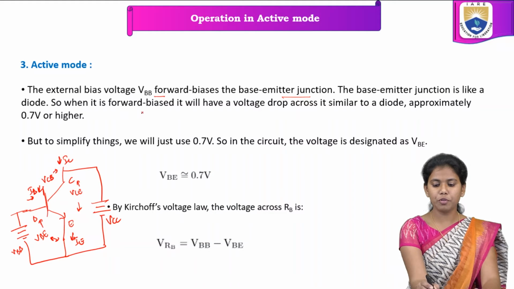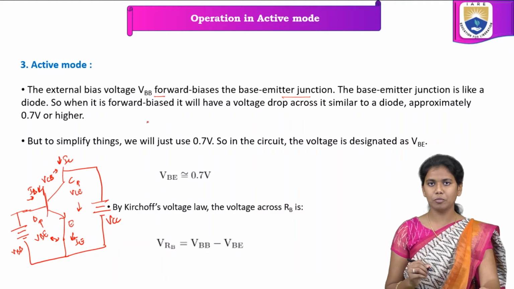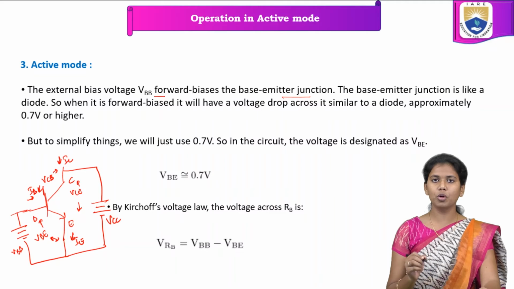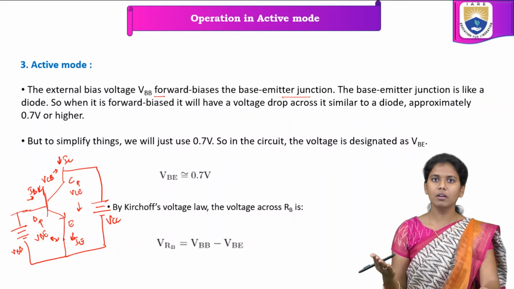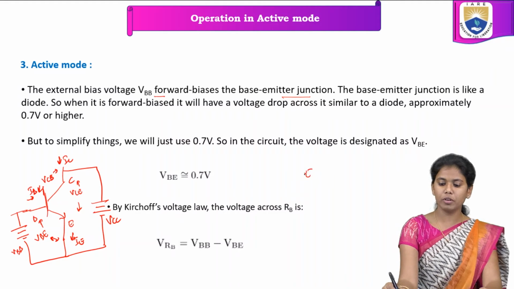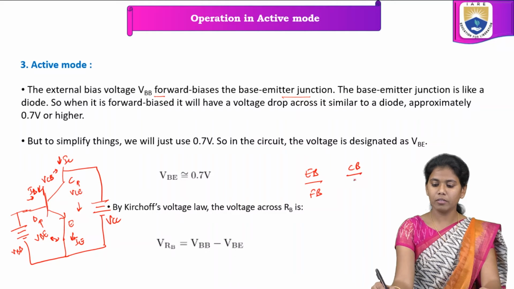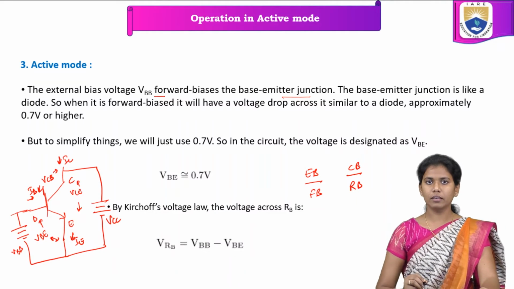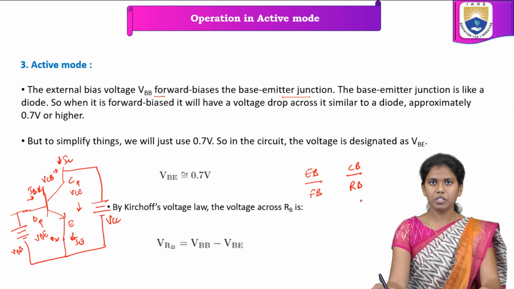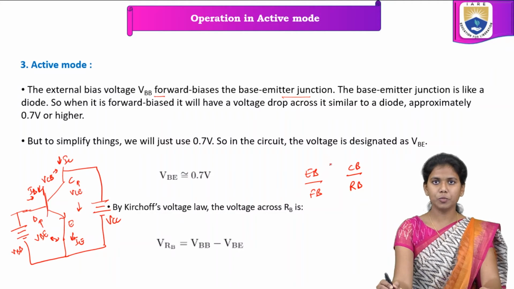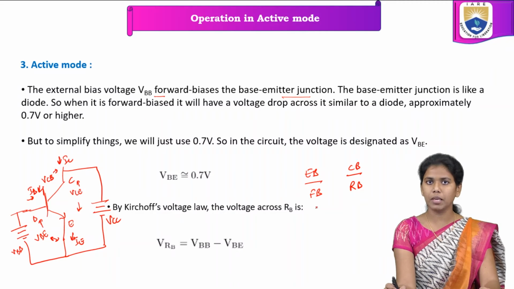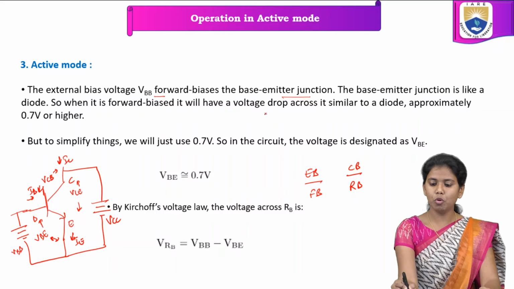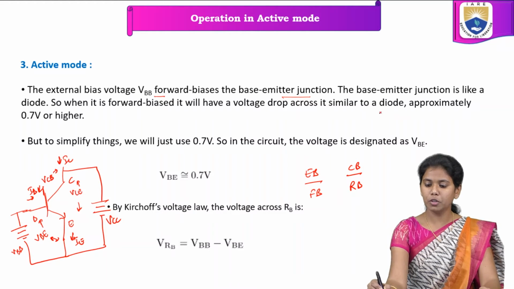So when discussing active mode, one junction would be in forward bias and the other junction would be in reverse bias. Which junction is in forward bias? The emitter base junction is in forward bias, and the collector base junction is in reverse bias. This is what the active mode talks about. The emitter base junction, when forward biased, will have a voltage drop across it similar to a diode.